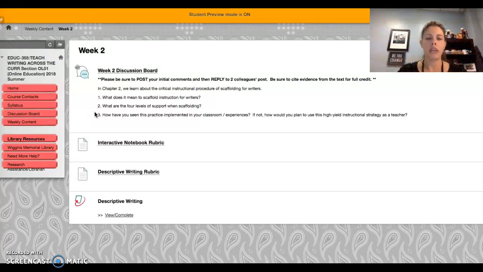You want to get them to where they're doing their writing independently, but you may have to do some modeled writing or shared writing before they can really get to independent writing. So in your discussion board, talk about what it means to scaffold instruction for writers. Again, refer to chapter 2 as you're doing this. What are the 4 levels of support when scaffolding? And have you seen this? Have you seen it if you're a TA in a classroom you're partnered with, or in a field experience in a partnership classroom?